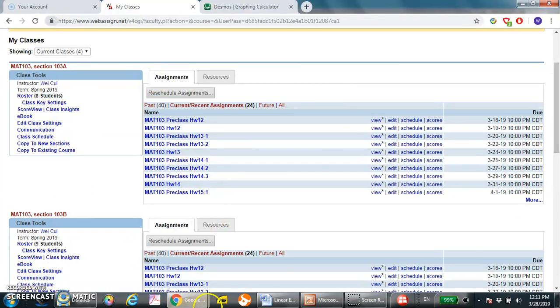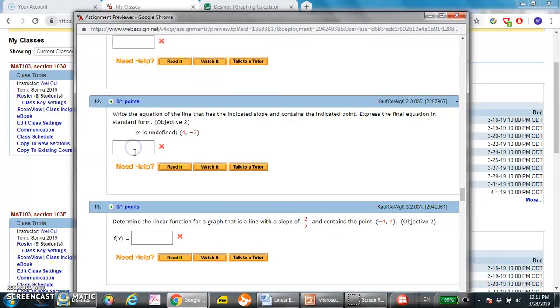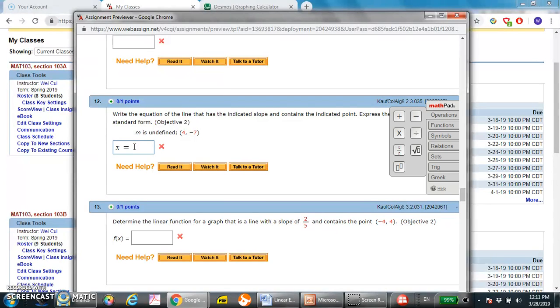So here the answer is that the equation is x equals 4.